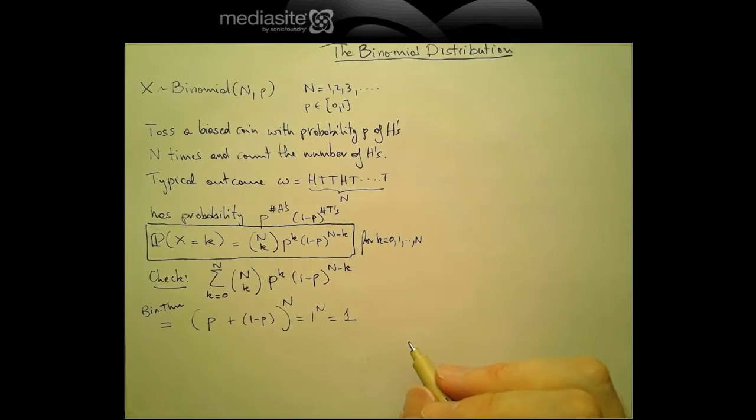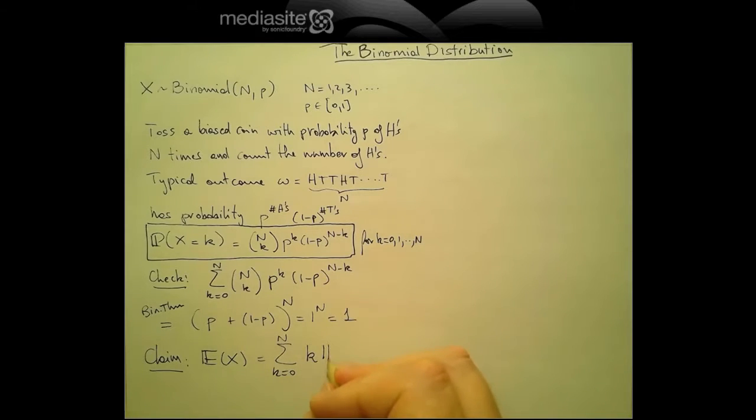Likewise, I claim that the expected number of wins in n tosses, which by definition is the sum, k goes from 0 to n, of k times the probability that X equals k, I claim that this is actually just p times n, which kind of makes sense if you have, say, a 50% chance of winning every time and you toss n times. You expect to have n over 2 wins. Okay.